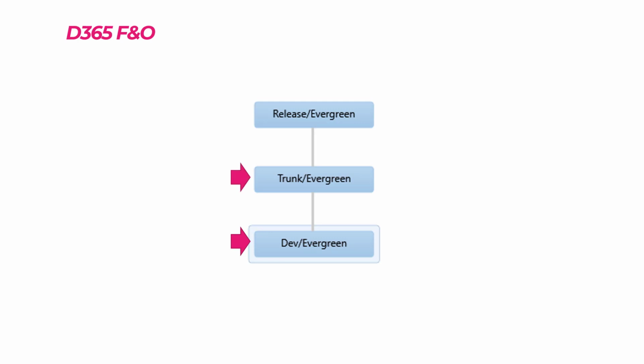That would get merged into the trunk branch, which ties to like test. Functional consultant would review it there and give it a pass-fail, and then from there go into the release branch. That would go to like your UAT environment. Client would review and approve it.